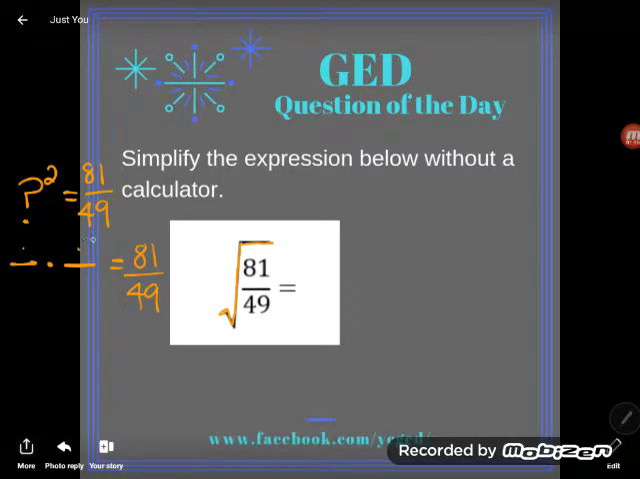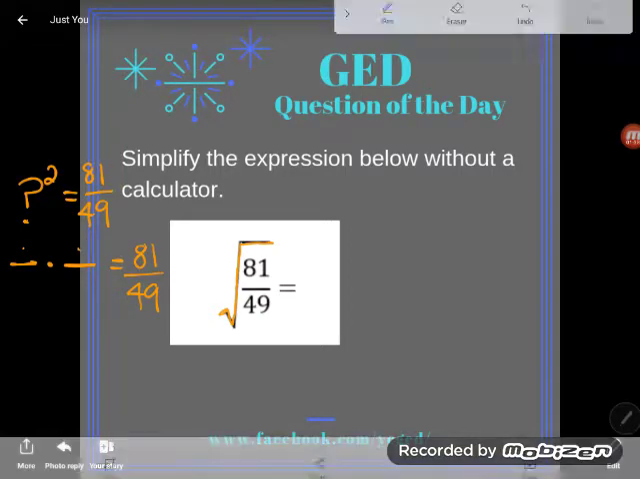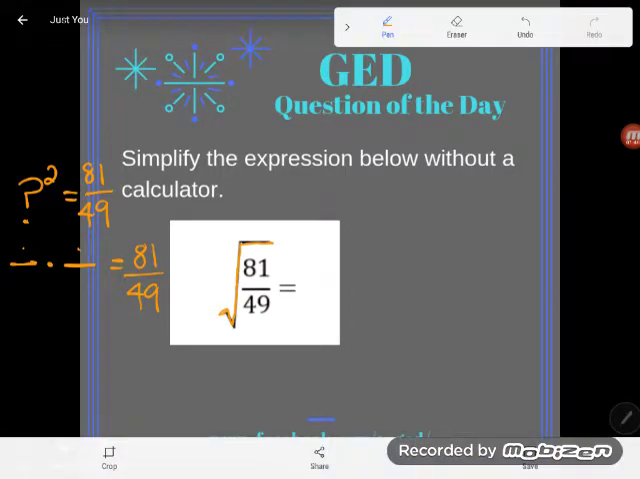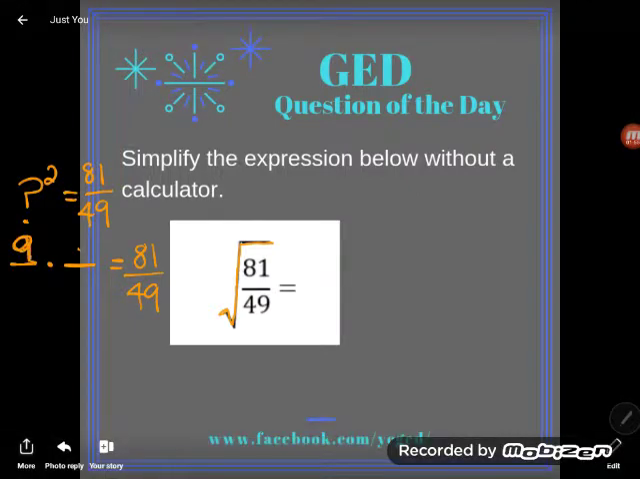What number times itself equals 81? Well, let's think about it. Let's guess some numbers. It's not 5. 5 times 5 is 25. That's too small. Let me get a little bigger. It's not 7. 7 times 7 is 49. I'm still too small. 8 times 8 is 64. I'm still too small, but guess what? 9 times 9 is 81.